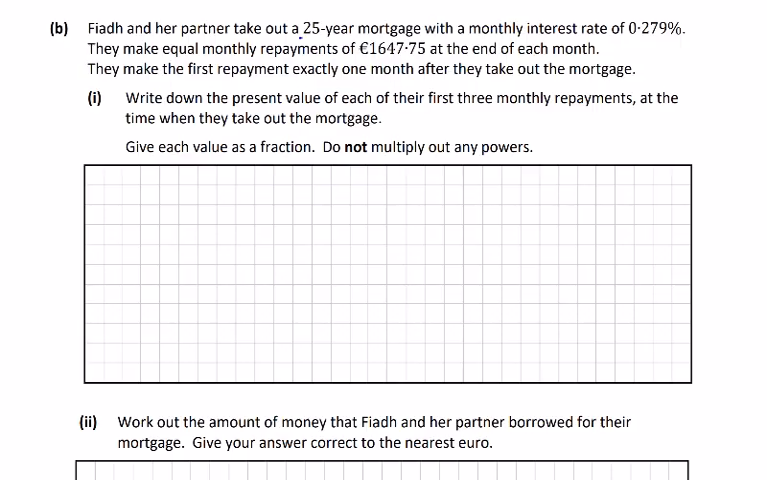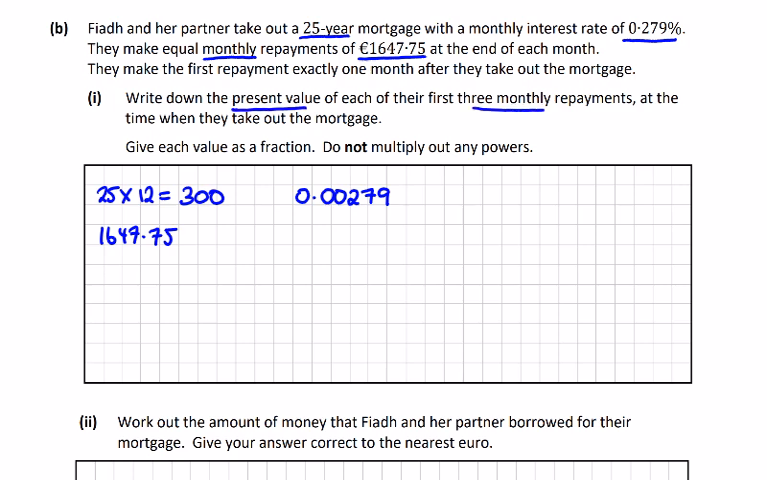The second part, Fia and her partner take out a 25-year mortgage, monthly repayments. So straight away I'm just going to find out the number of payments. 25 by 12, so we're going to have 300 for n or t. The monthly interest rate is 0.279 of 1%, so 0.00279 as a decimal. And we have the repayments here, 1647.75, and we're asked to write down the present value of each of the first 3 monthly payments.